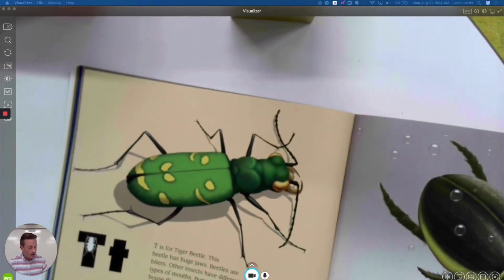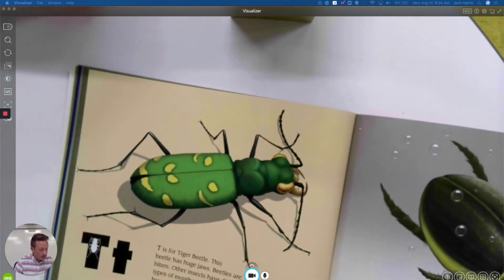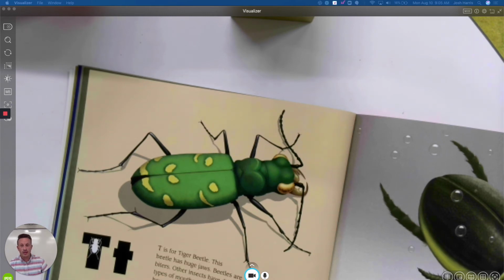T is for tiger beetle. This beetle has huge jaws. Beetles are biters. Other insects have different types of mouths. Butterflies are snippers. Houseflies are spongers. Grasshoppers are chewers. Bees are lickers. And mosquitoes are bloodsuckers.